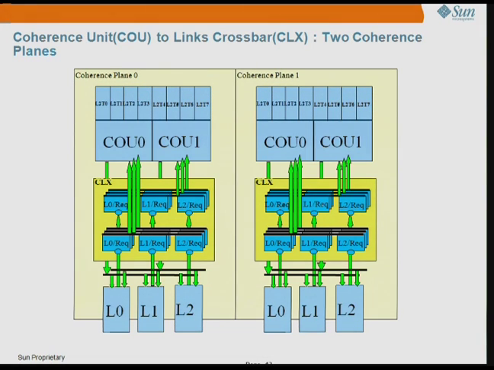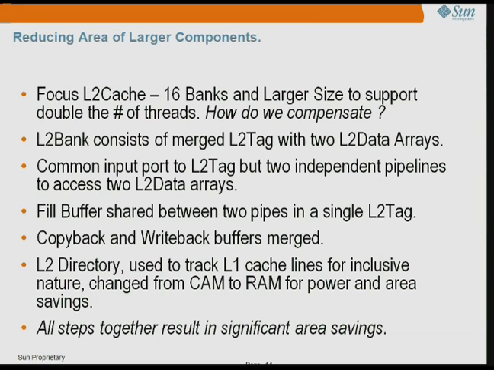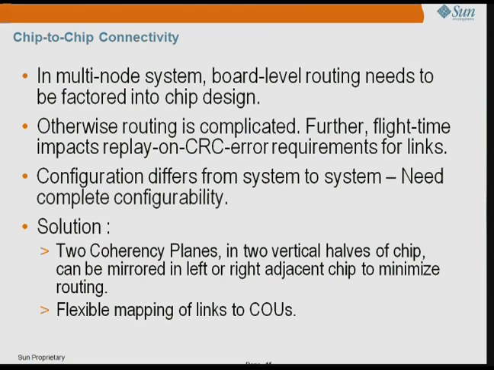So this is a picture of what I've been talking about: the two coherence planes and coherence units. There is a fan out into the links. There's no queuing on the egress side. There is queuing on the way back, and you can see the array of 18 queues, which have to be kept independent for functional reasons. However, they are no longer fully sized, and this is the problem we focused on here. So reducing area of larger components, this is just one example. I'm not going to dwell too much on this particular slide.